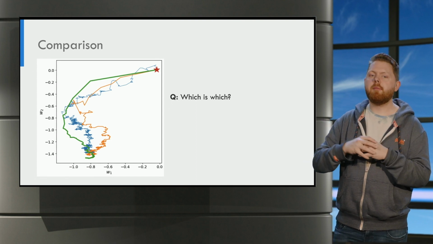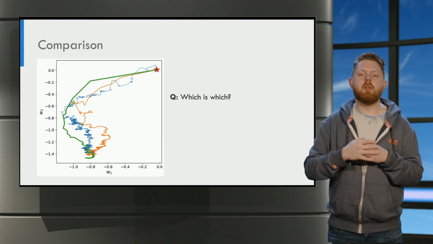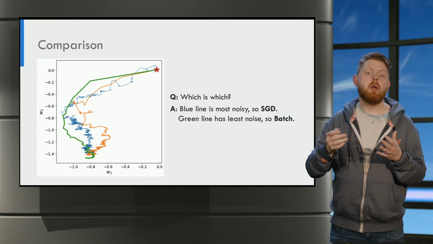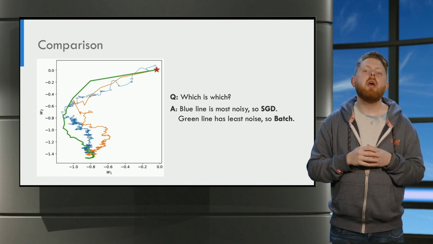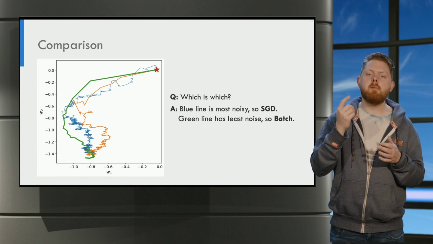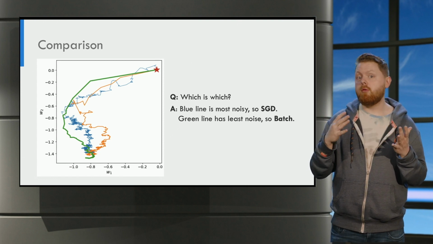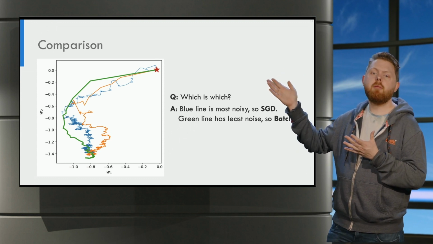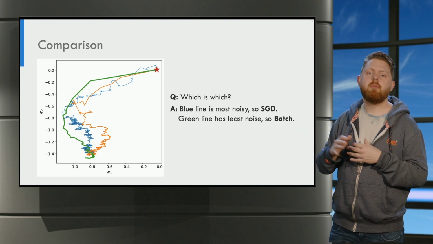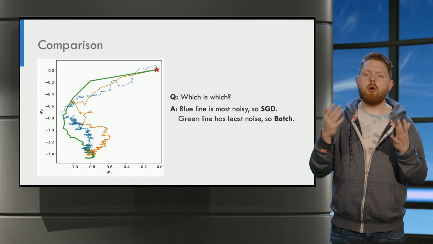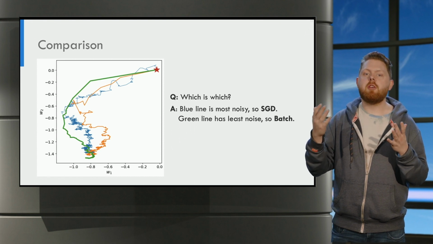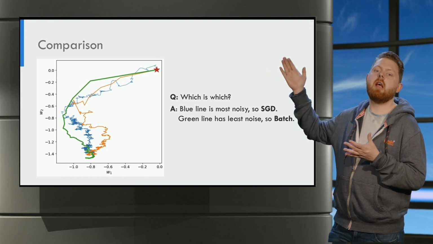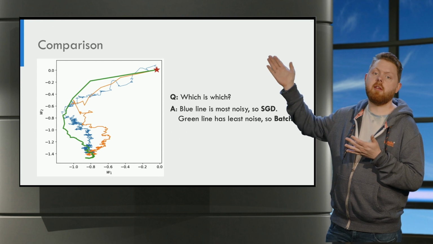Okay, welcome back. Let us discuss the answer. The blue line is most noisy. Therefore, this is SGD. Since it uses one object at a time, many steps are noisy and wrong. The orange line is a little bit less noisy, therefore this is mini batch. It takes an average over several objects and therefore its steps are less noisy. The green line has the least noise and therefore this is batch gradient descent.